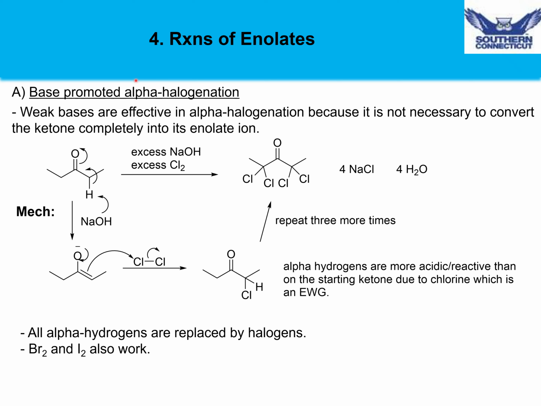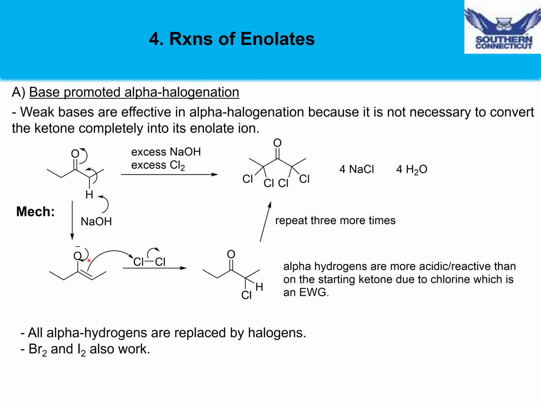Enolates are great nucleophiles and they can react with a number of electrophiles. One of those is halogens. So if a ketone or an aldehyde is converted into an enolate under basic conditions, we can do an alpha halogenation. Here's an example. We have a ketone that has an alpha hydrogen. If we add an excess of sodium hydroxide, one of these alpha hydrogens will be removed by base to form an enolate, as shown here.